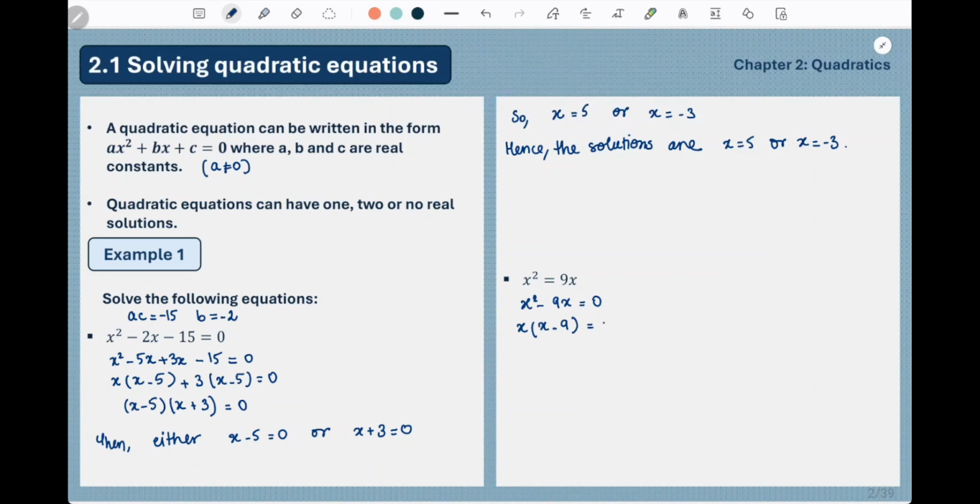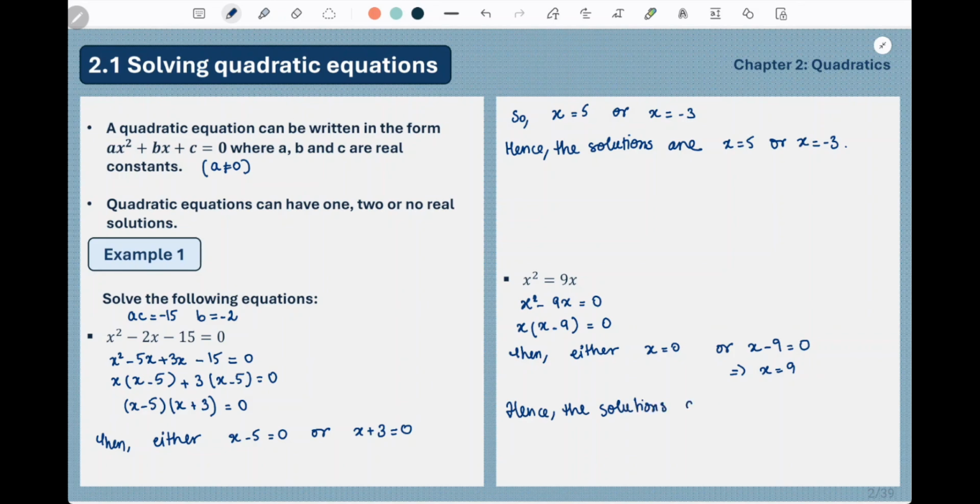So now I'm going to do the same thing. I'm going to say then either x is equal to 0, okay, or x minus 9 is equal to 0. As we said earlier, either of them has to be equal to 0 for the whole product to be equal to 0. And I'm going to solve for this one. And as we solve, we know that this one is simply x equal to 9, right? Hence, the solutions are, again, we have two solutions in this case.